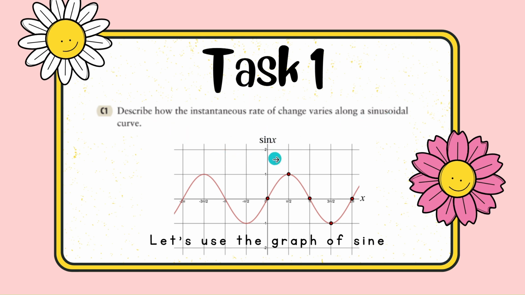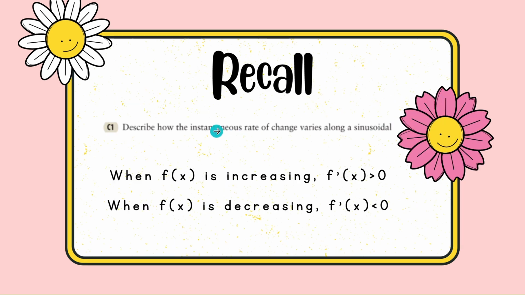So for our first task, we need to describe how the instantaneous rate of change varies along a sinusoidal curve. For this, we're going to use sin x as our reference. Before we get into comparing the original function and its derivative, we need to know that when f of x is increasing, f prime of x is greater than 0, and when f of x is decreasing, f prime of x is less than 0.